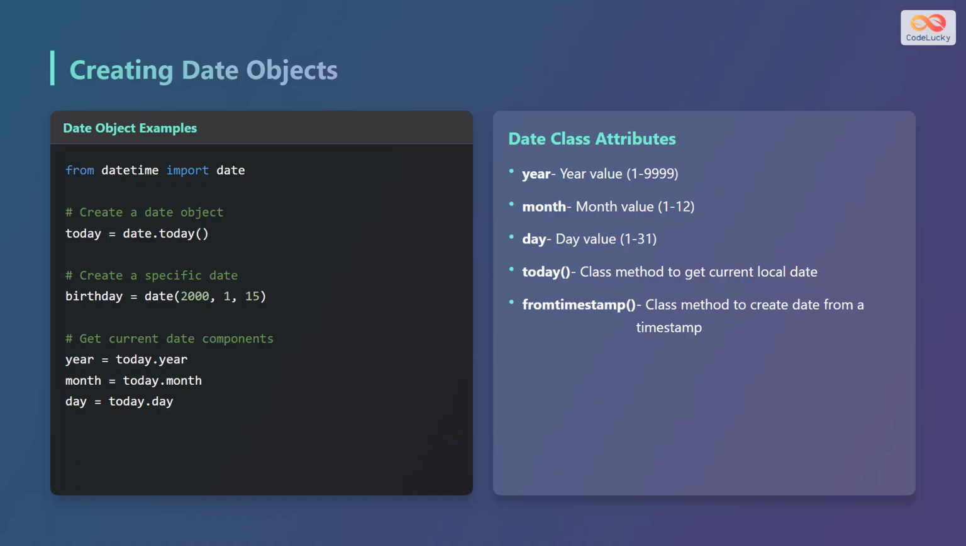Let's discuss how to create date objects. After importing the date class from the DateTime module, you can create a date object representing today's date, using date.today() with parentheses. To create a date object for a specific date, specify the year, month, and day. For example, birthday equals date(2000, 1, 15) would create a date object for January 15, 2000. To access individual components of a date object, you can use the year, month, and day attributes. For example, today.year, today.month, and today.day.